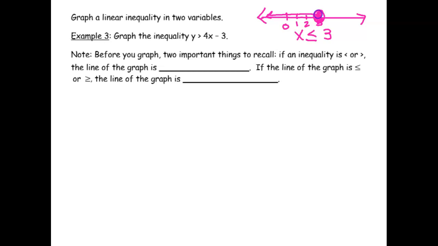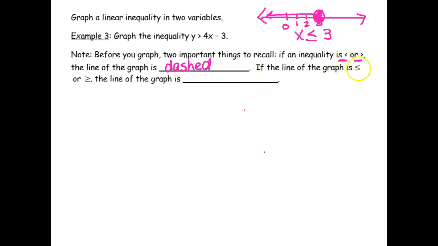So with our lines, we're going to have something kind of similar, but there are two things you need to remember before you graph. If an inequality is just less than or greater than, right there, the line of the graph is dashed.